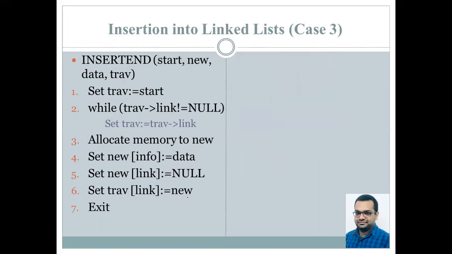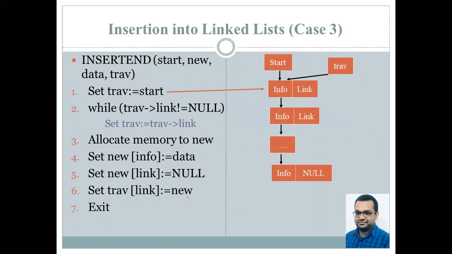Let's see how. Let's say we are given this linked list. Certainly our linked list is not empty. We could have introduced an additional check in the first step to see whether the start value is null, in which case the node could have been inserted as the first node. But since this is not the case, we have avoided that step here. Now we are initially setting the value of traversal to start, so it will be pointing to the first node.